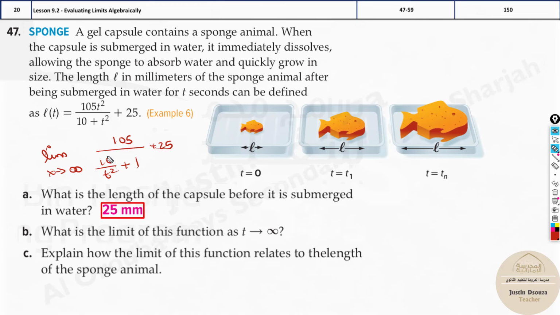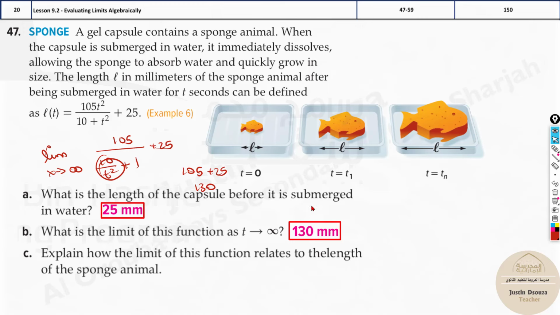Here this part becomes 0. You need to write the limit everywhere, and this is 105, so it will be 105 plus 25, that is 130 mm. Basically you have to write the limit over here, here this becomes 0, and then the answer is 105 plus 25, because the limit of any constant is just the constant value, and the answer is 130. So 130 mm.